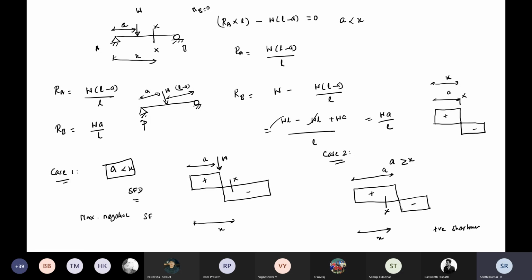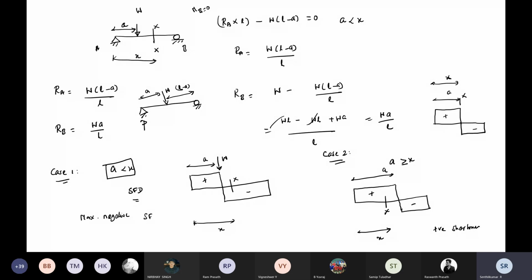How it is changing: if I want to get the maximum positive shear force at the section, I have to place my load after the section. So when my load is moving after the section, then I will get the maximum positive shear force. If my load is positioned less than my section, then I will get the negative shear force, right? That's the one thing you should know, how that varies when the load is moving.